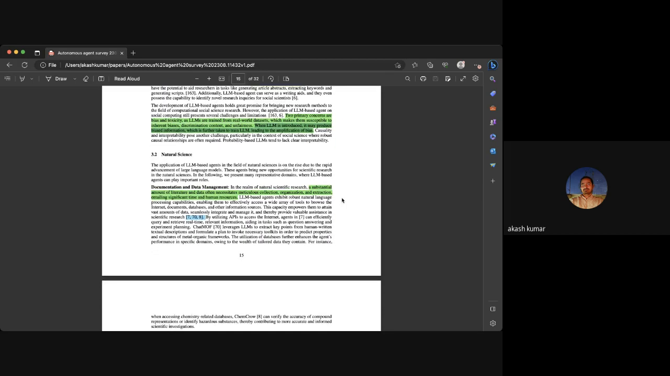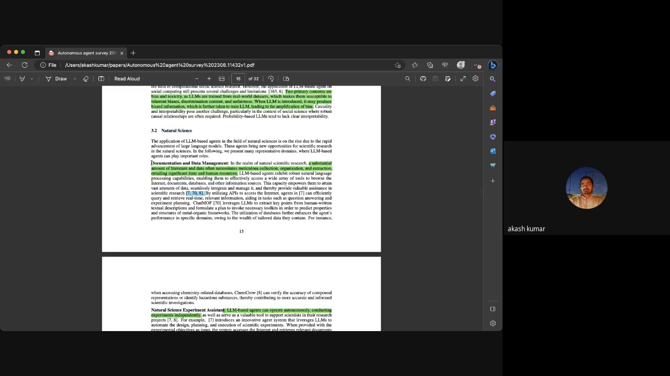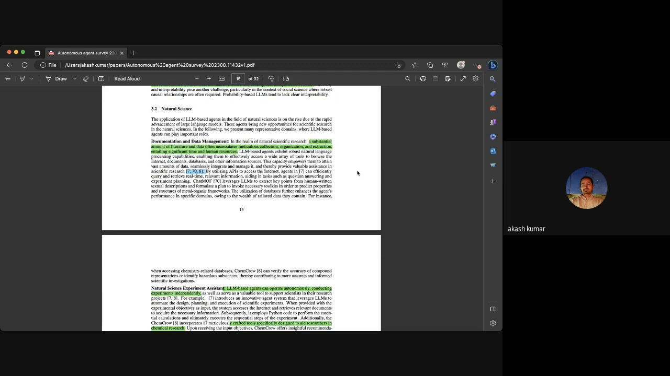Yeah. So next we'll see how these agents are being used in the field of natural science. Documentation and data management is quite important in natural scientific research, because a substantial amount of literature and data often necessitates meticulous collection, organization, and extraction, which uses a lot of human resources. So they're trying to automate this part using LLMs or LLM agents.